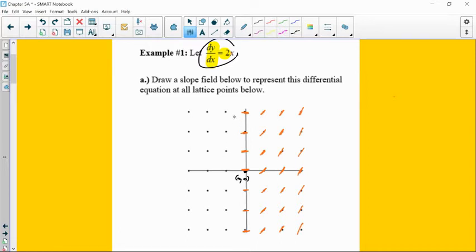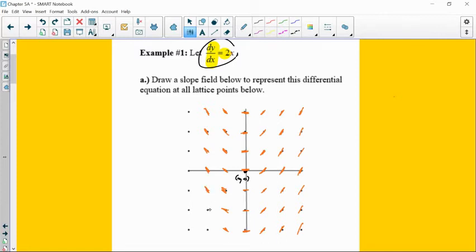Now, let's go to this column here, which is all negative 1. 2 times negative 1 would be a slope of negative 2. So they all have the same slope of negative 2. And then you can see the next pattern would be negative 4, so a little bit steeper in the negative direction.